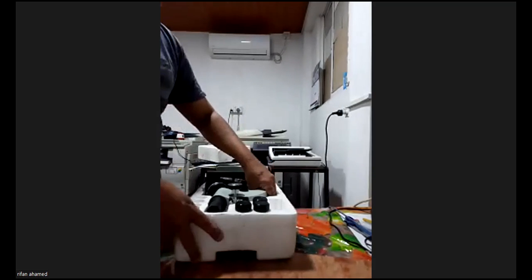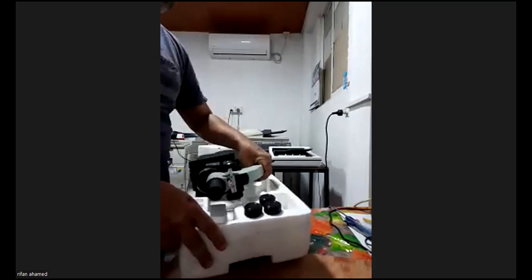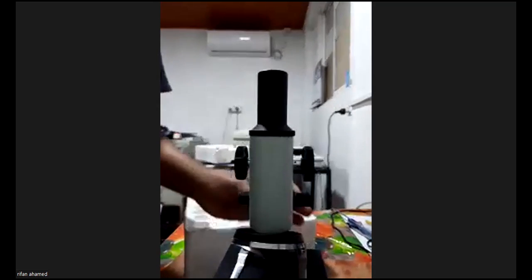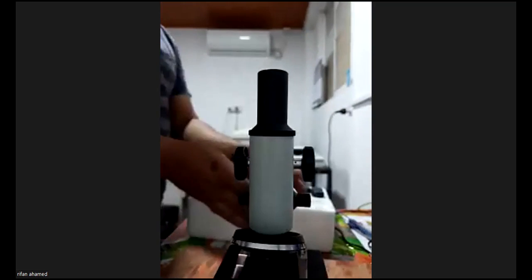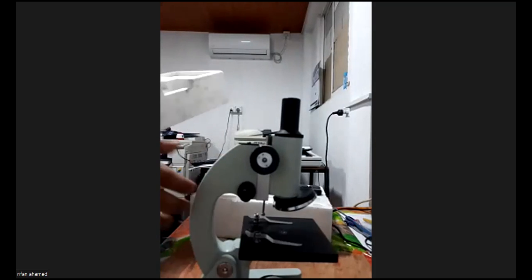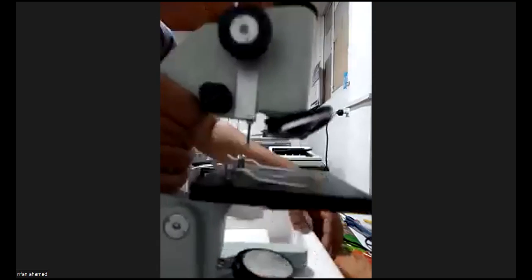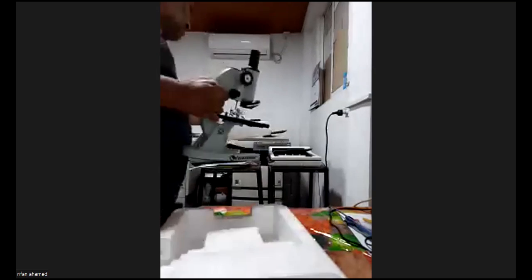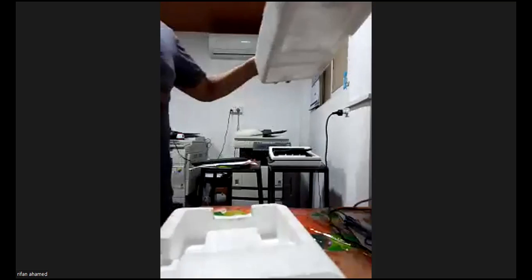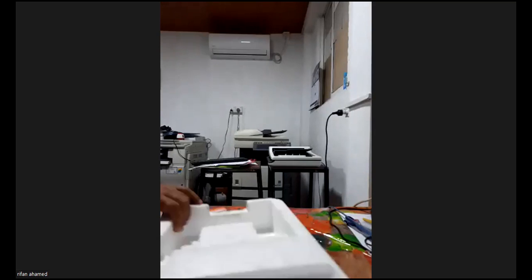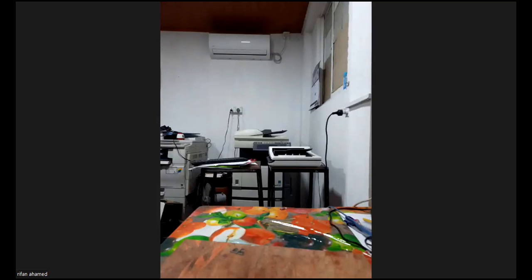I bought it for 18,000 on eBay. So this is the microscope. Is it still working? Yeah, yeah. Inshallah, in the next practical session, you can use it.